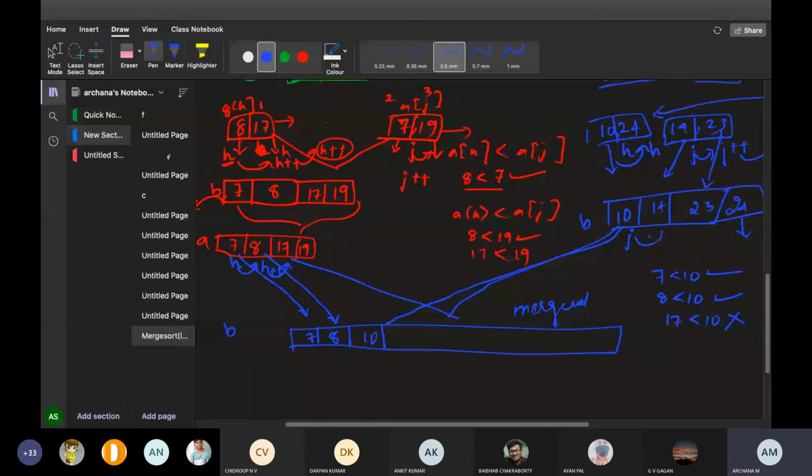10. Increment the value of J by 1. 14. Now H is 17, J is 14. Is 17 less than 14? False. So put this value here. Increment the value of J by 1. J is 23. H is 17. Is 17 less than 23? The condition is true. So put this value here. 17. Increment the value of H by 1.